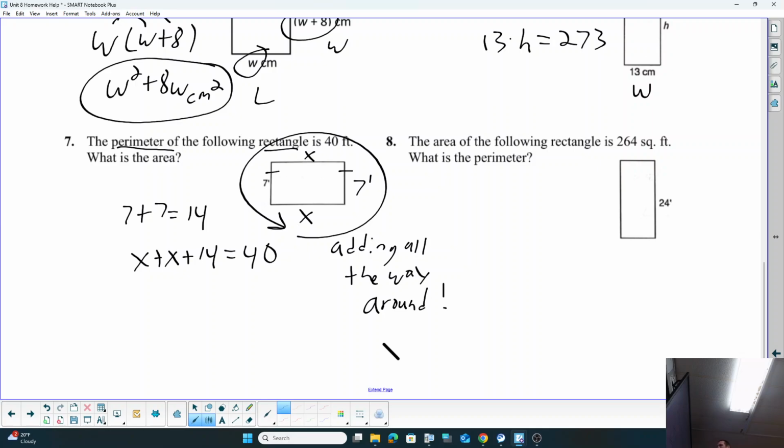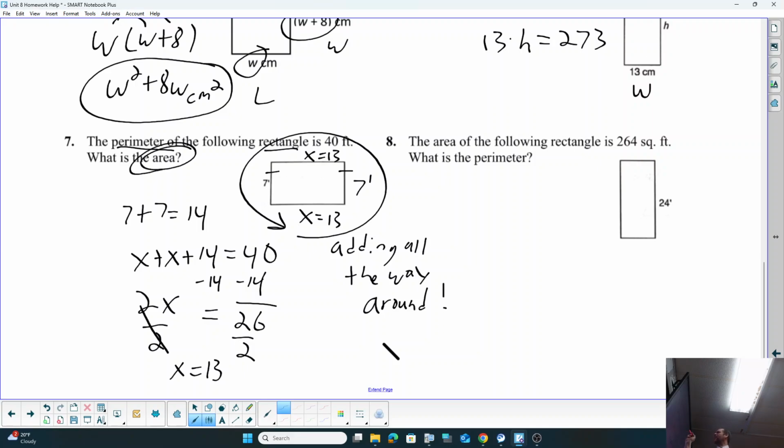Cool. Okay, so that'll be x plus x is 2x. We're going to minus 14 to the other side. So then we get 40 minus 10 is 30, 30 minus 4 is 26. Divide by 2. And so we get x is equal to 13. So that means this side is 13 and this side is 13.